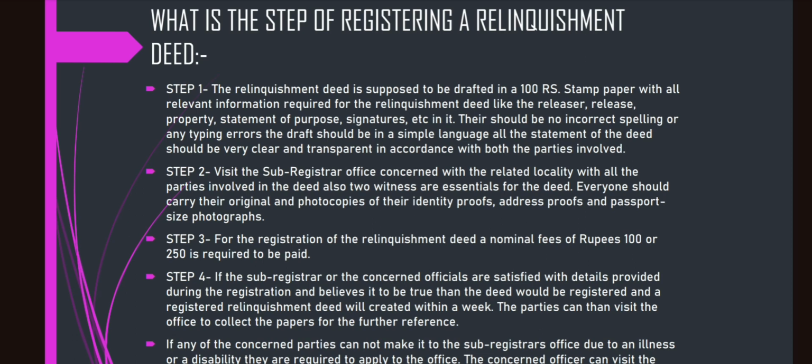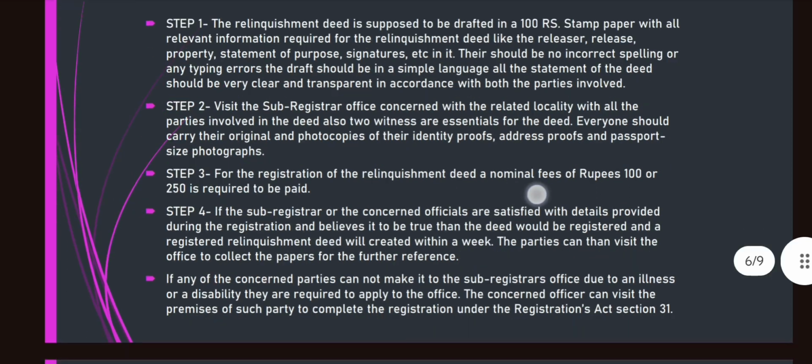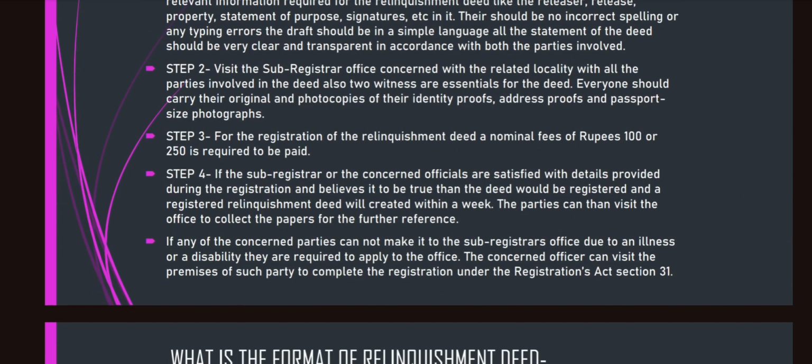Step 3 is for the registration of the relinquishment deed: a nominal fee should be paid, that is of rupees 100 or 250. Step 4 is if the sub registrar or the concerned officials are satisfied that your deed is true, the deed will be registered. The registered relinquishment deed will be created within a week. The parties can then visit the office to collect the papers for further reference.